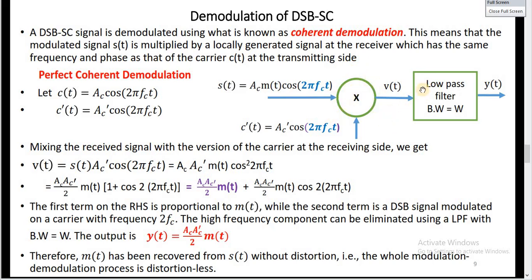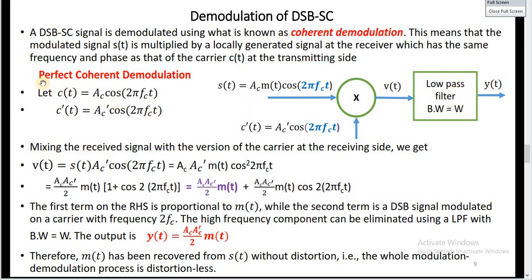This is a representation of the structure of the receiver. We have an incoming double sideband signal AC m of t cosine 2 pi fct. In order to demodulate this signal properly, we have to multiply it by a locally generated signal AC prime cosine 2 pi fct, which has the same frequency and phase as those used at the transmitting side. We multiply this signal by this carrier and then pass the result through a low pass filter. Now we will show the math of demodulation.